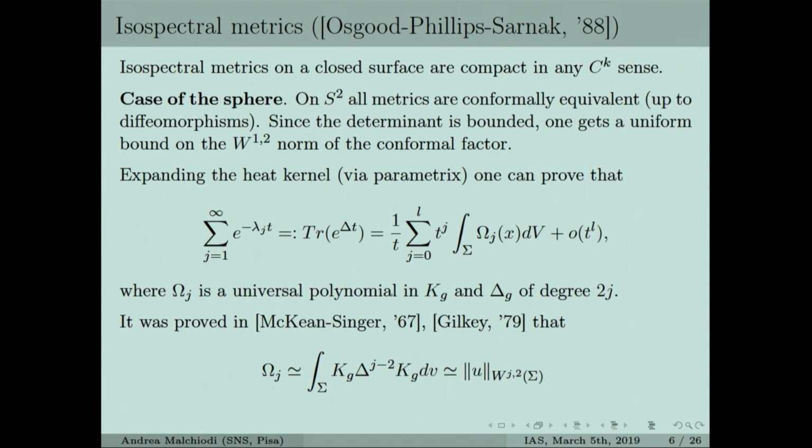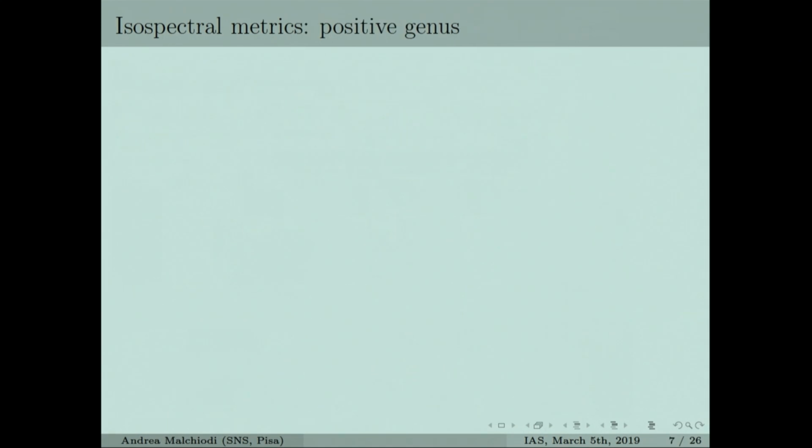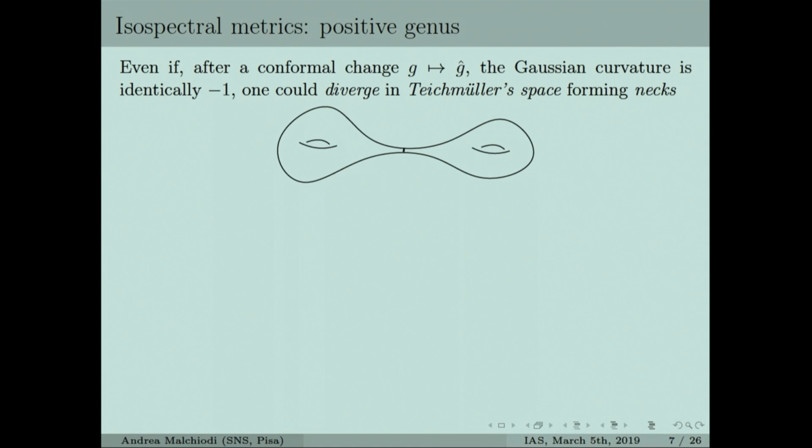So that's how it goes on S2. For positive genus, it's actually trickier. We saw Melanie's talk yesterday. Even if you find a nice conformal representative, say you uniformize the Gaussian curvature, you might still have degeneracy in the Teichmüller space, so you can have a formation of necks.